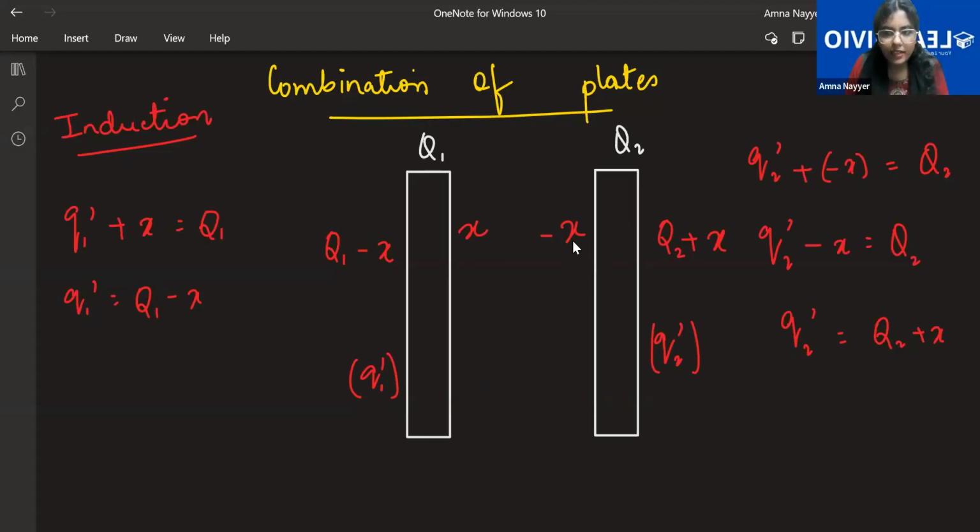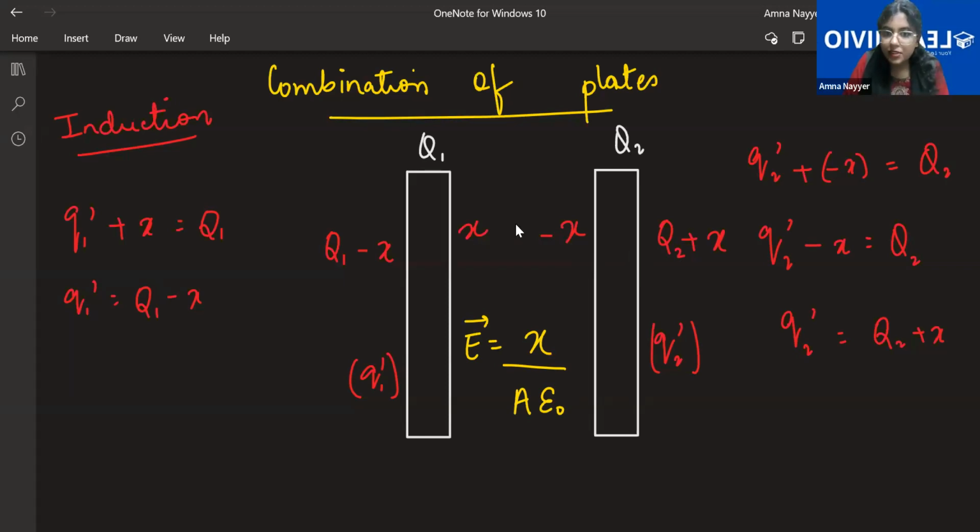Whatever will be this value of x, that we will check. Just remember what you have to do. When electric field is asked, the formula of electric field is x divided by a into epsilon naught. That's it. This is what the electric field is. Now, how to calculate x?